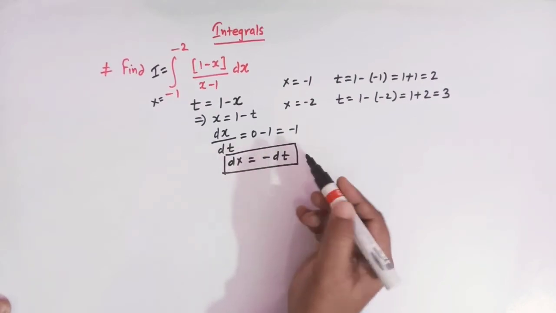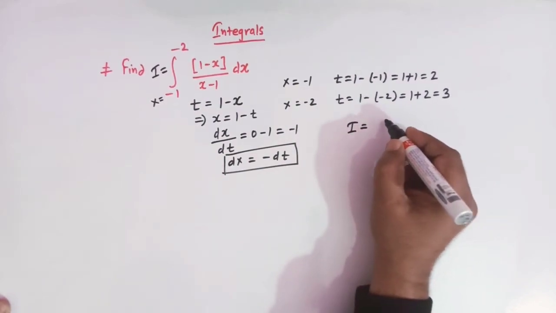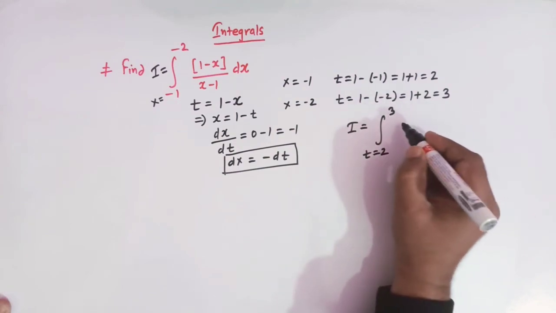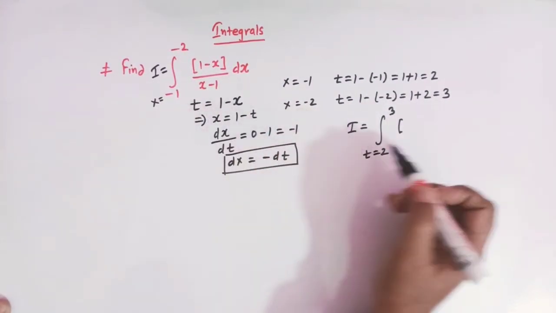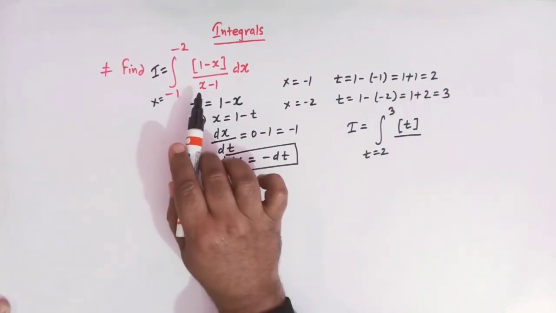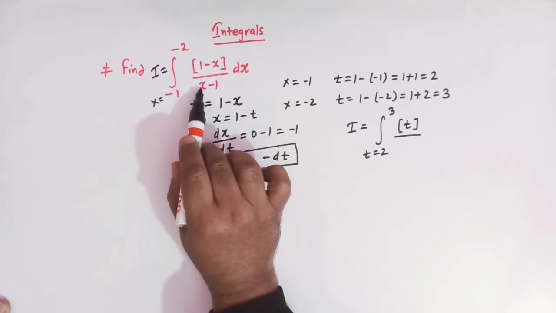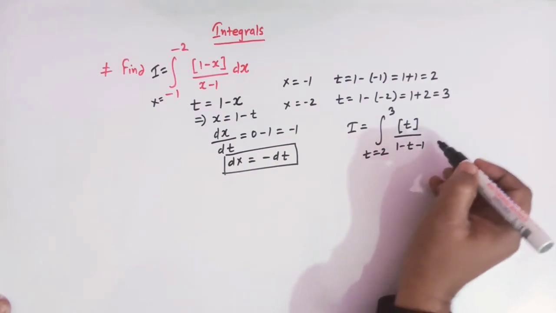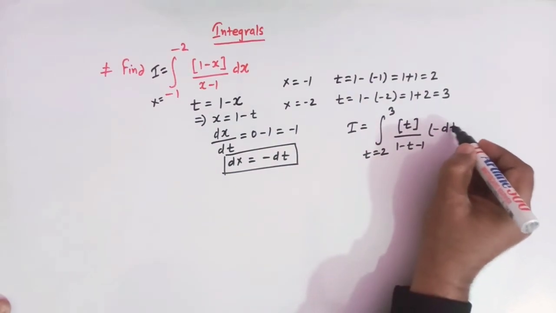So now this integral can be rewritten as I is equal to the integral with t varying from 2 to 3, and for the greatest integer of 1 minus x we can write the greatest integer of t. So here we have the greatest integer of t, and in the denominator we have x minus 1. So we can replace this x by 1 minus t. So we have 1 minus t minus 1, and for dx we can write minus dt, right?